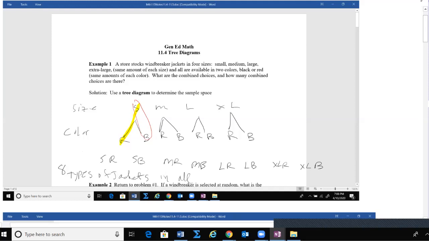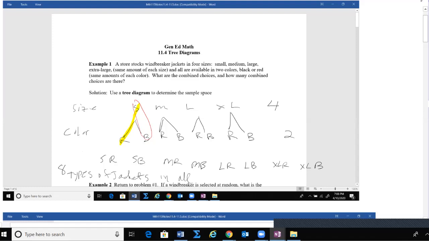So what we do typically is we'll set up one or the other. In this case, I did size first. I have 4 sizes, 4 sizes up here, and down here for colors, I have 2 colors to choose from, black or red. So 4 sizes, 2 colors. And what I did was I branched off. For small, you can have a red or a black. For medium, red, black. Large, you can have red or black. Extra large, red or black.